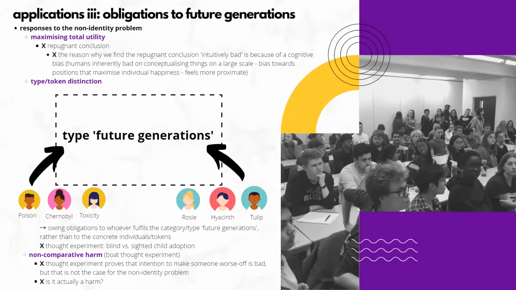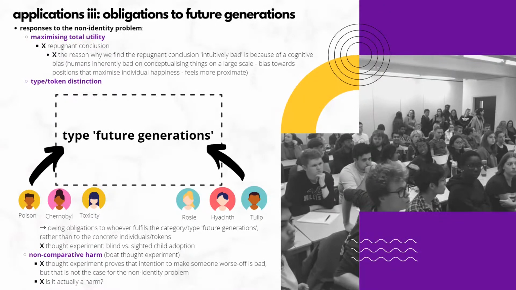Now, assume that I have a choice between adopting a child that is sighted and adopting a child that is blind. If I adopt the child that is blind, technically, whoever fulfills the category of my child is going to be worse off, assuming that we would claim that life being blind is harder, than whoever would fulfill the category my child if I adopt the sighted one. So the claim about the type/token distinction would mean that I am doing something morally wrong by adopting the blind child rather than the sighted child. Obviously, intuitively, this doesn't sound correct, and it just sounds like there should be some sort of distinction, and there is no such obligation to just a type.